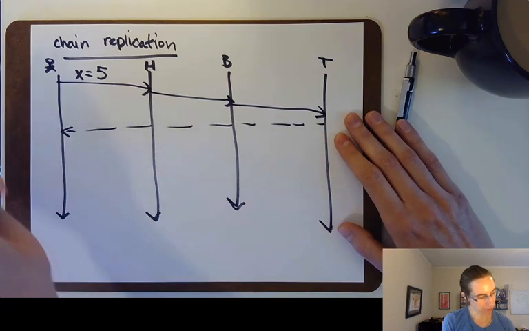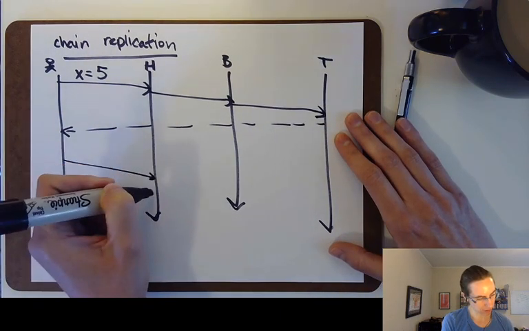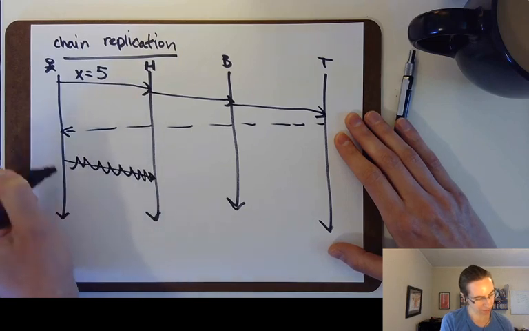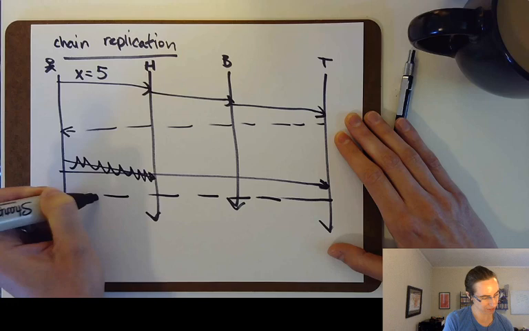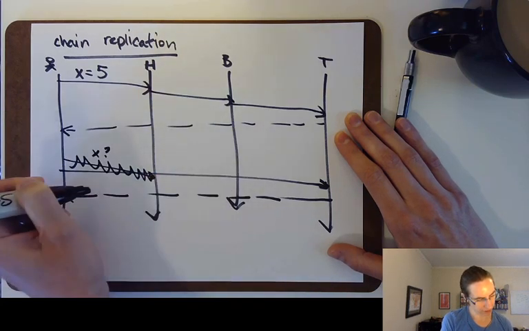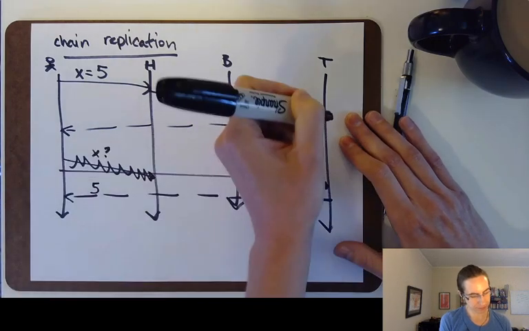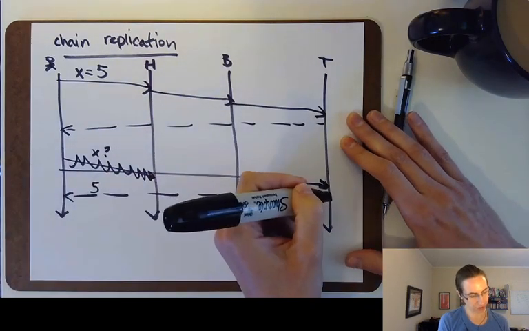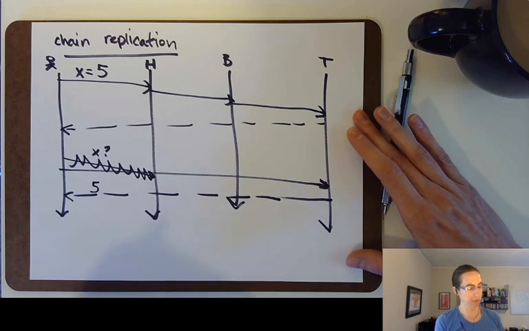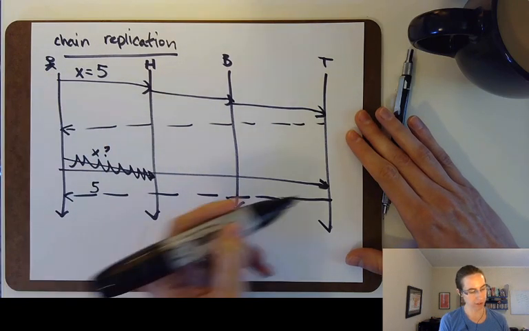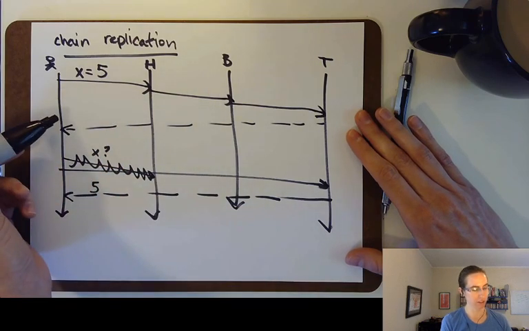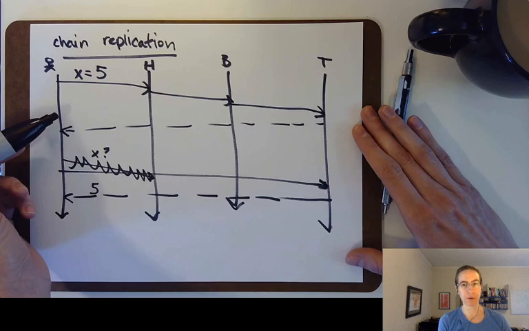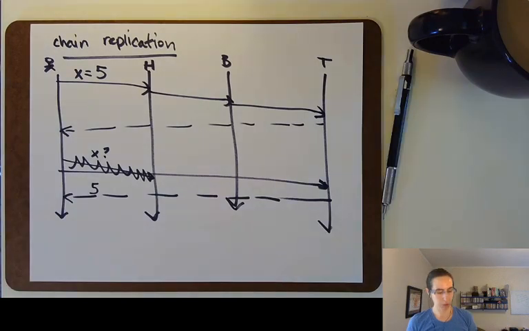And then for reads, excuse me, not that. Reads go to the tail. That's the whole point. So reads go to the tail, and the tail handles all the reads. So it's a way to split up the work between the head and the tail. The head doesn't have to do any acknowledgement of the client, so it's fewer messages for the head to have to send. So potentially, the throughput is better.